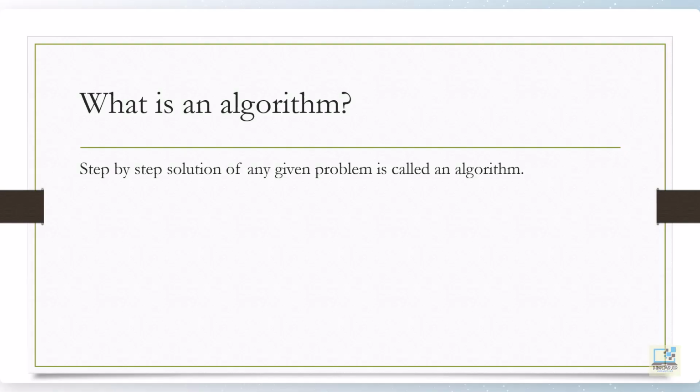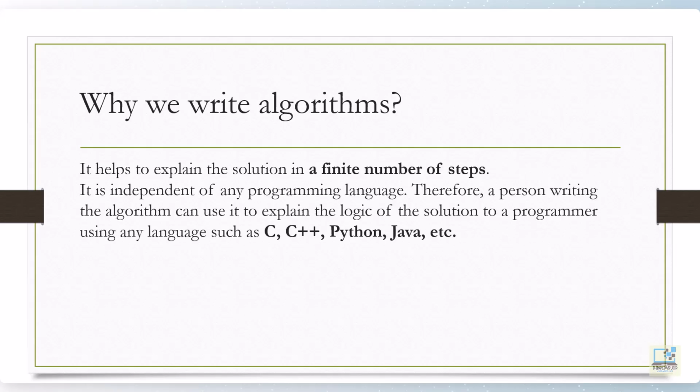So what is an algorithm? We can say step-by-step solution of any given problem is called an algorithm. If you have a problem and you want to write down the steps to solve that problem, then you are writing an algorithm. Why do we write an algorithm?